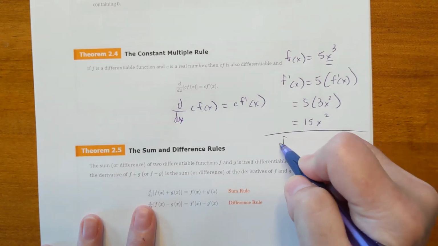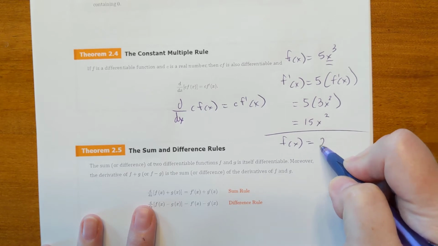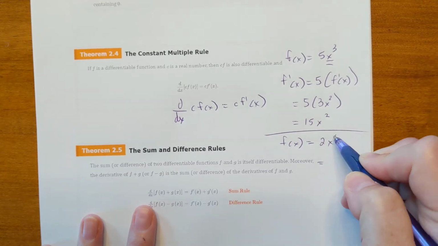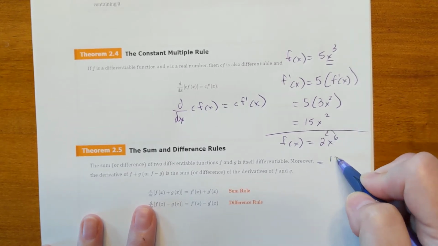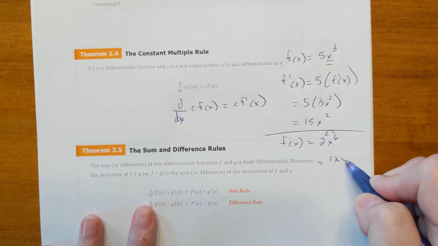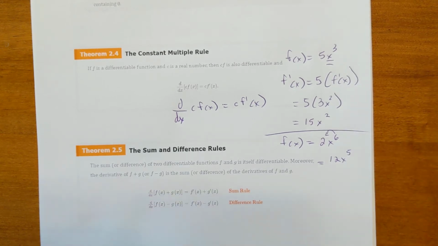So going quicker on it, if it was like 2x to the 6th, all you really have to do is take the power times the number out front, so 12, and then take one less than the exponent, so that would be to the 5th.